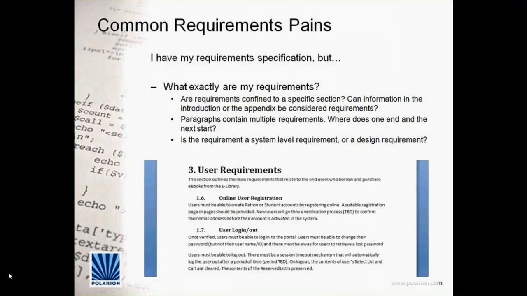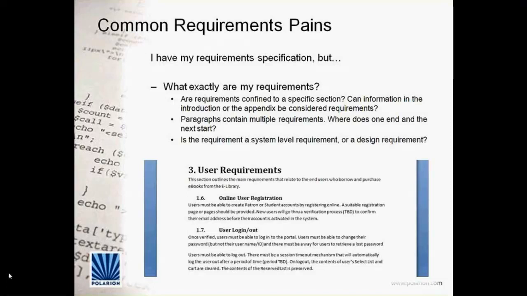So the first of our common requirements pains, all these are sort of in the form: I have a requirement specification. It's written up, but what exactly are my requirements? As you can see from the screenshot below, this is a requirement specification that we use in our demonstrations. So it's a little bit light, but I think it will get a lot of these points across. But you notice these are all written in paragraphs, and this is something that we see a lot when we go on customer sites. Our customers are writing requirements as they think them.